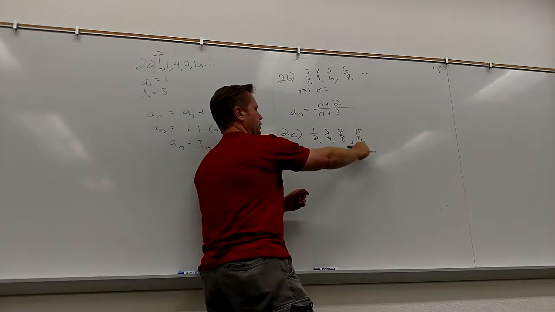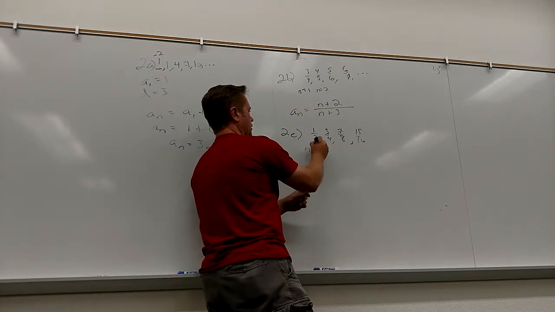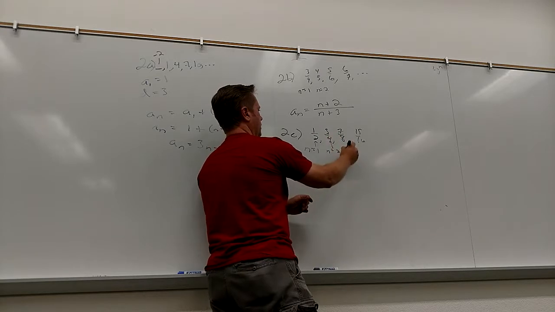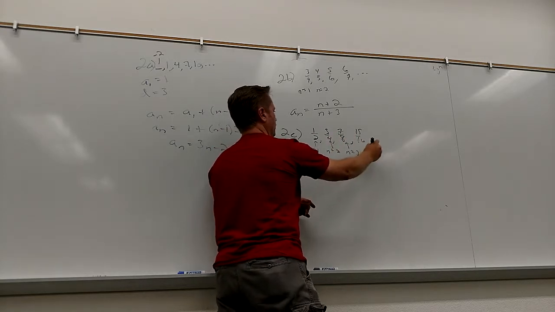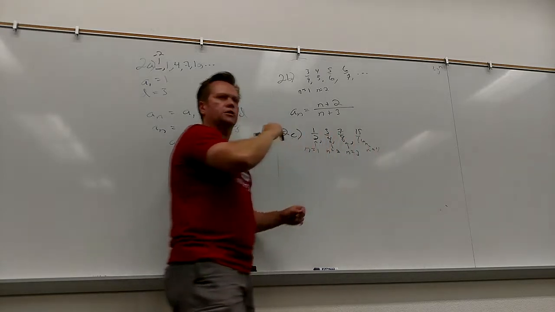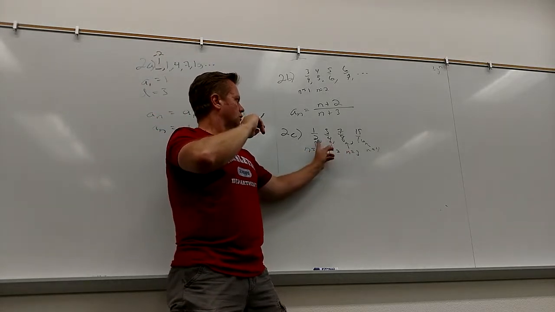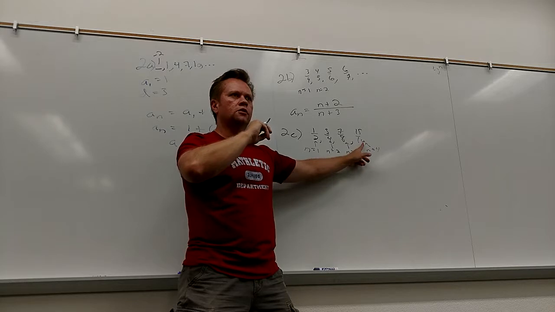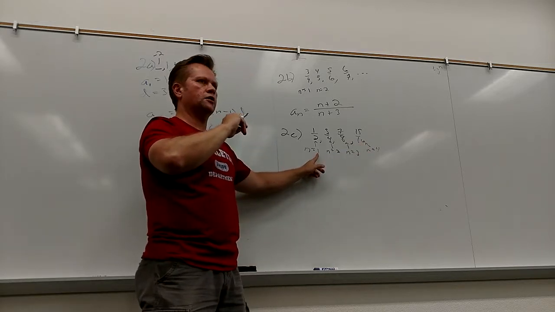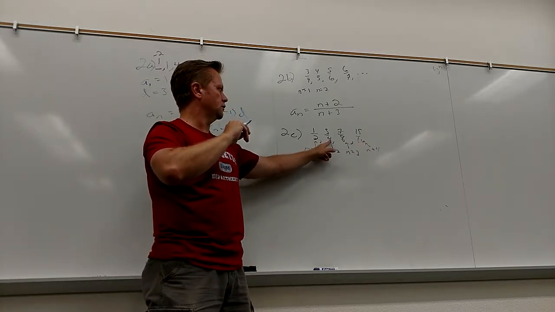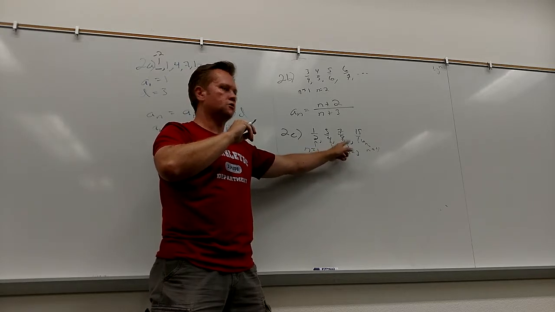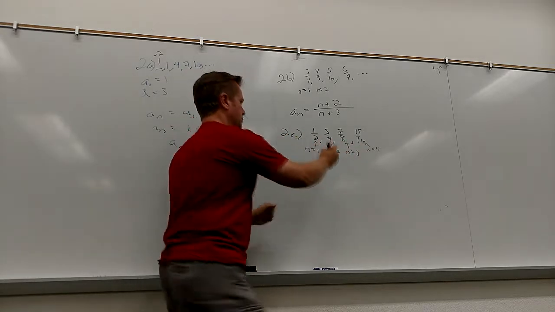So let's focus on the bottom then. When n is 1, I get 2. When n is 2, I get 4. When n is 3, I get 8. When n is 4, I get 16. It works like that. These are all multiples of 2. 2 to the first power is 2, 2 squared is 4, 2 cubed is 8, 2 to the fourth is 16. So what is the bottom going to be?